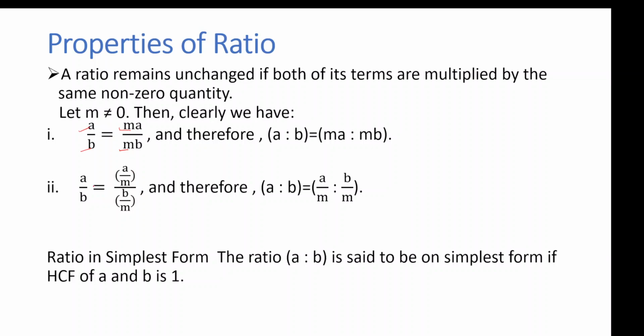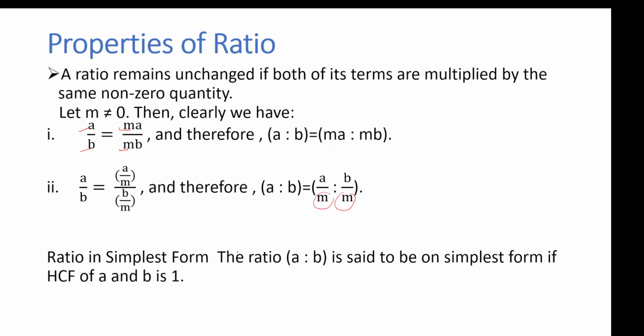Similarly, A is to B is equal to A divided by M is to B divided by M. Therefore, A is to B is nothing but A by M is to B by M. So, when we divide both terms by a constant value, the ratio remains the same.